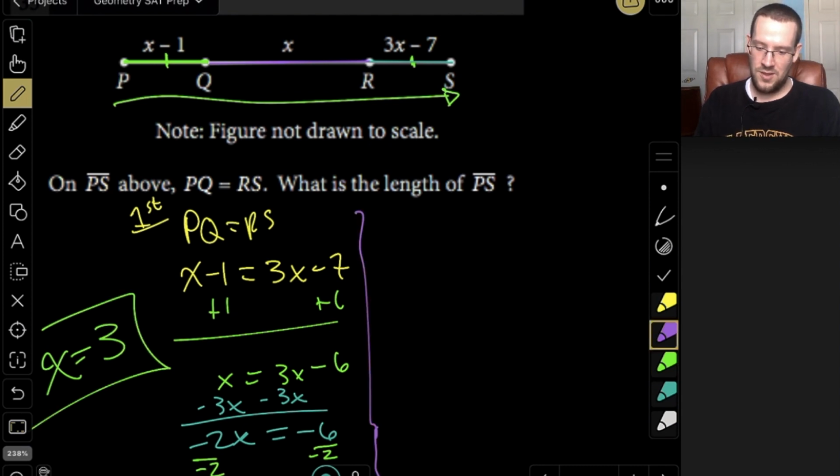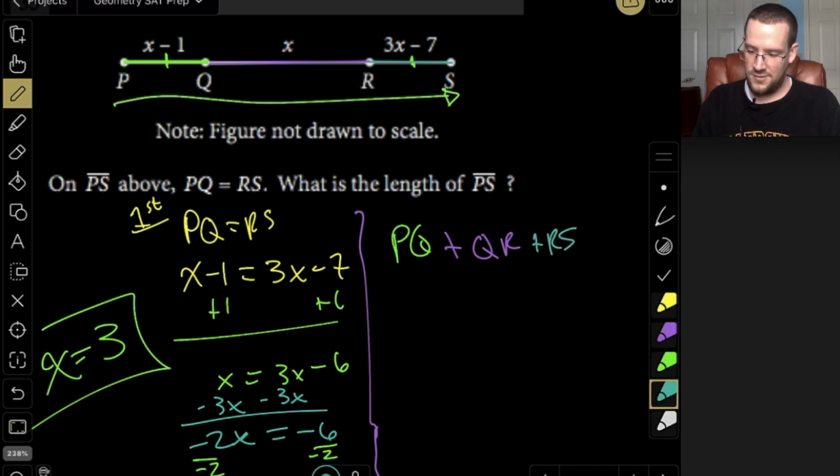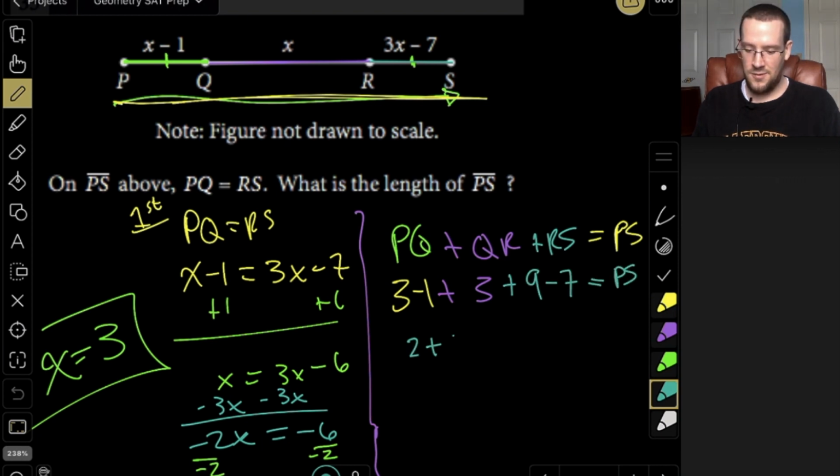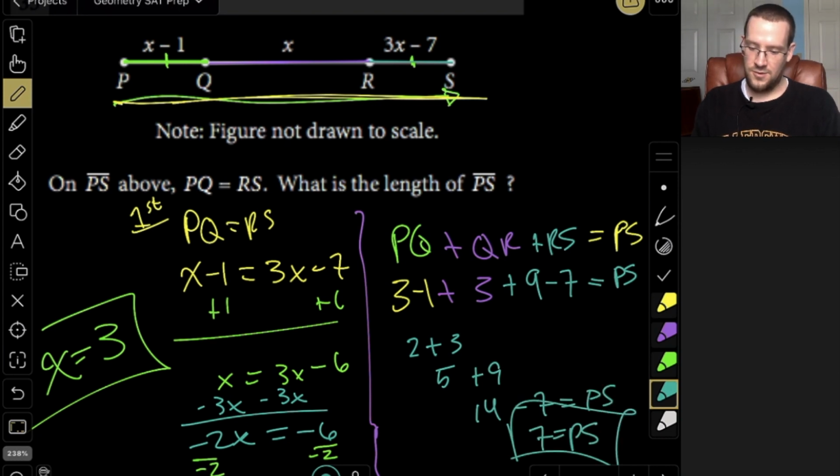I'm going to use this value and see what PQ plus QR plus RS, let's make this one yellow, is equal to PS. PQ was X minus 1, well X is 3, so 3 minus 1, plus QR is just X, so plus 3, plus 3 times X, so 3 times 3, that's 9, minus 7, and that's equal to PS. That's our answer, so this is what we did second. Really simple. Solve for X, plug the value back in.